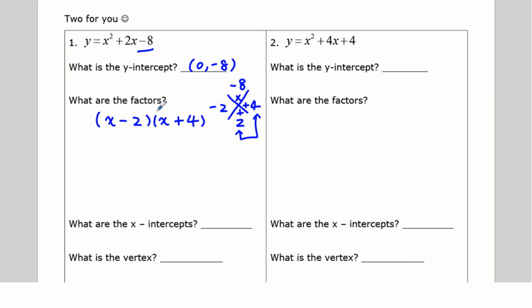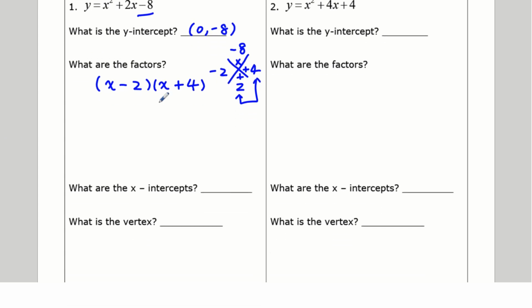The cross terms: minus 2x plus 4x is 2x. x times x is x squared. So it's right. And the x-intercept will be the opposite of these two numbers. So x minus 2 equals 0, solve, then you have x equals positive 2. And another one, x plus 4 equals 0. Solve it, move to the other side as opposite, -4. So you have (2, 0) and (-4, 0).